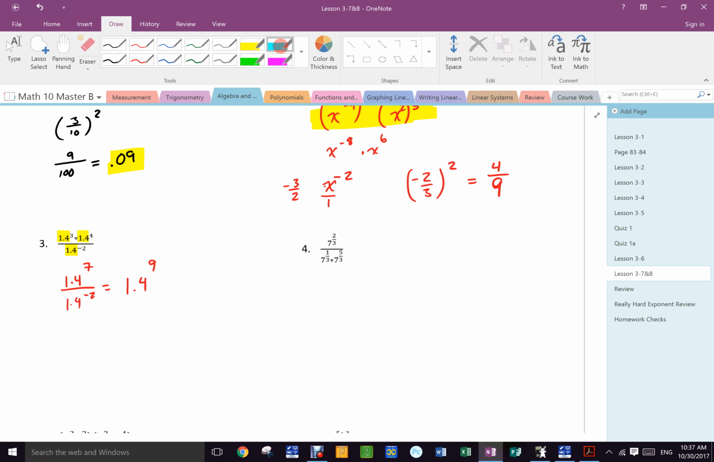Does this one scare you? Shouldn't, because why? Same bases. So I've got 7 to the 2/3 up top, and what have I got on the bottom?